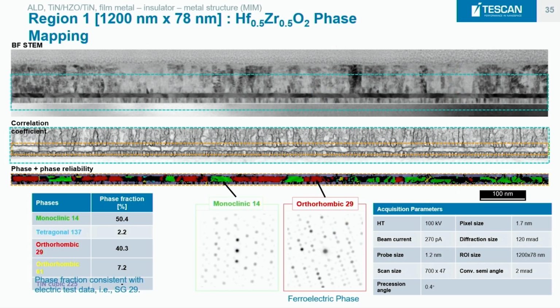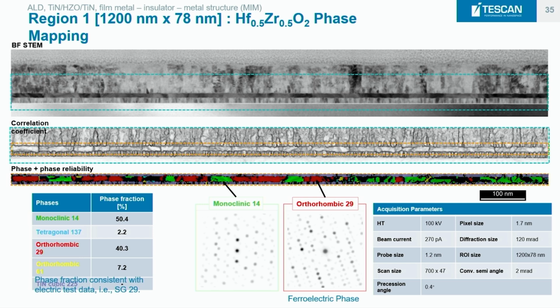However, using some precession and scanning with 4D-STEM, we can get some good statistics on what's going on at the grain level and showing that it's predominantly this monoclinic phase here and then this orthorhombic phase of interest and a very small amount of the other non-polar version. This agreed very well with electrical data.